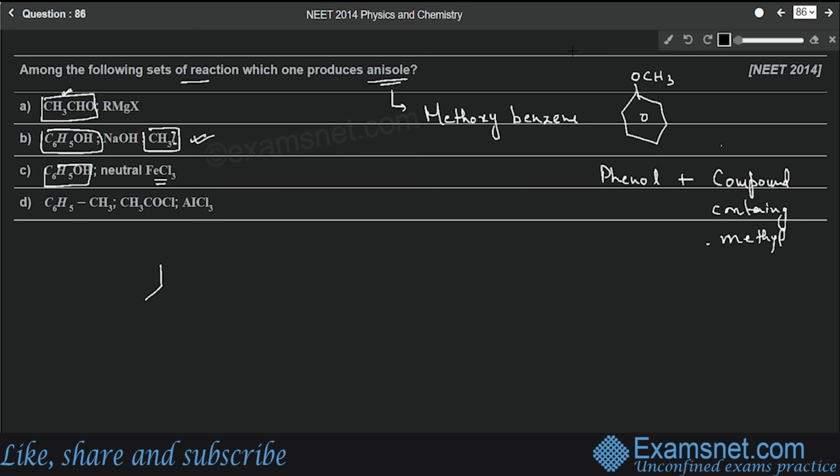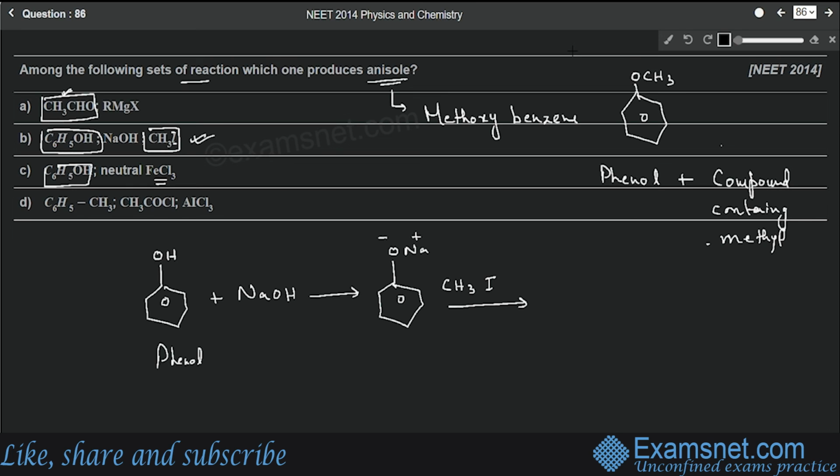Let's see the reaction. We have a phenol, this is the benzene ring, then OH. This is phenol plus NaOH. So first what will happen? The reaction between these two will take place and we'll get a phenoxide ion. This is the benzene ring. Here we get O minus Na plus. Okay, and then it will further react with methyl iodide.